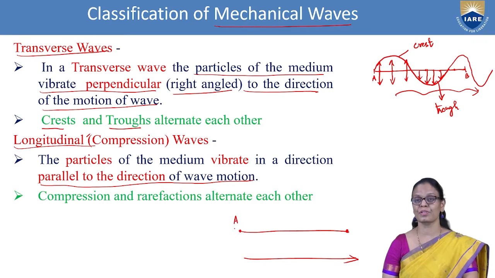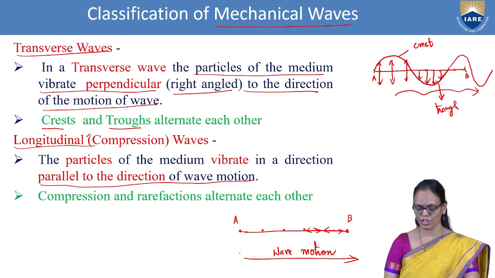I consider a string which is tightly held between 2 points A and B, means there is tension in the string. Now when it is plucked or it's given a jerk, then what happens? The particles of the string may vibrate parallel. So this is the direction of propagation of the wave. This is the direction of wave motion.